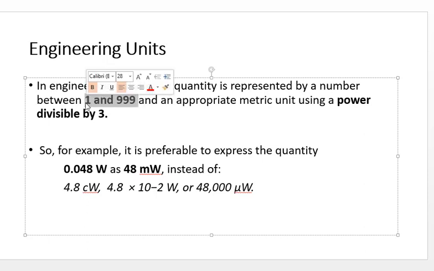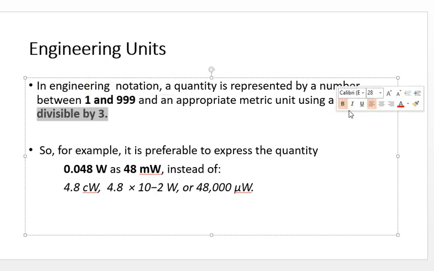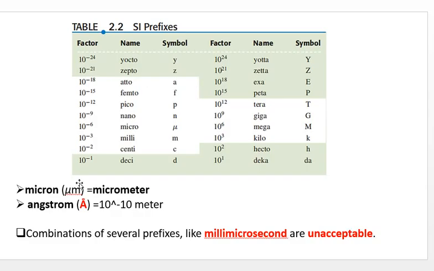Let's proceed. Okay, so I know you are aware of the engineering units. Alam niyo naman to, di ba? You know engineering units? So, sa engineering units, or engineering notation, a quantity is represented by a number, usually sinusulat natin siya between 1 to 999. Okay? And an appropriate metric unit using power divisible by 3. So, yung ginagamit natin na unit, if possible, is divisible by 3.